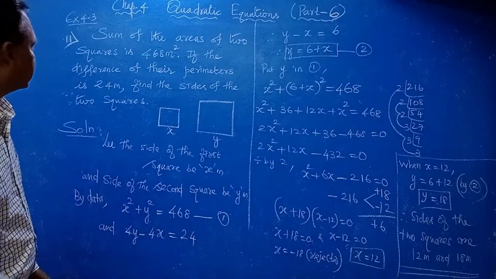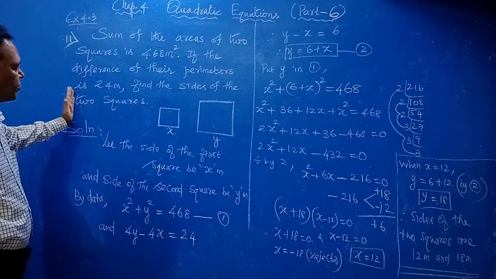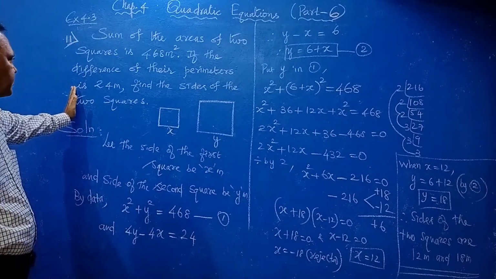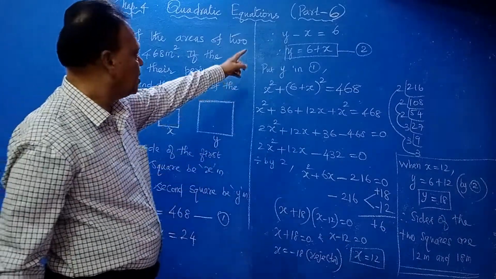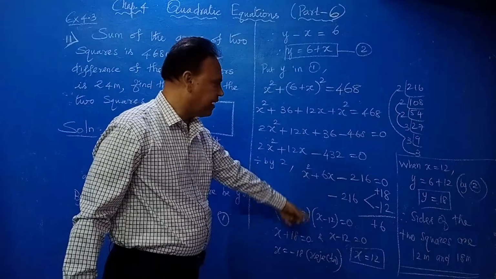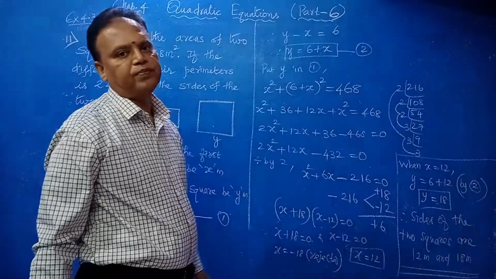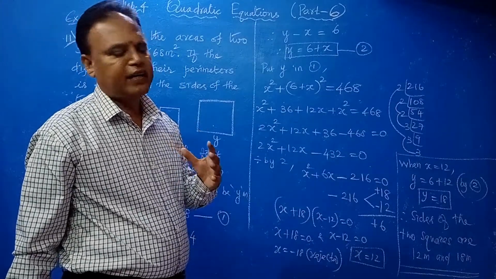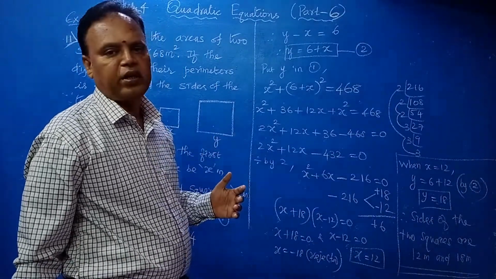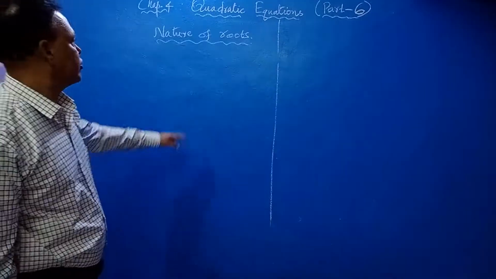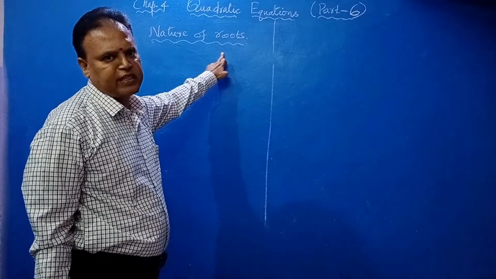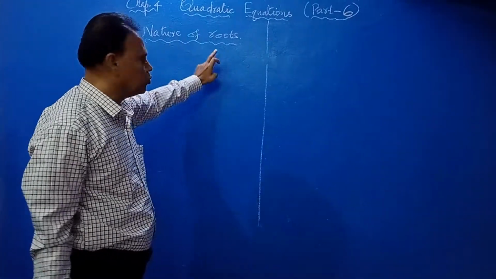So it is very important that you do more practice on verbal problems. Read the problem correctly, then you have to frame the quadratic equation. Then factorization means you will get the answer. Here the idea and the logic are very important, how to correctly apply and solve it. Next we will see nature of roots. Next topic, nature of roots.